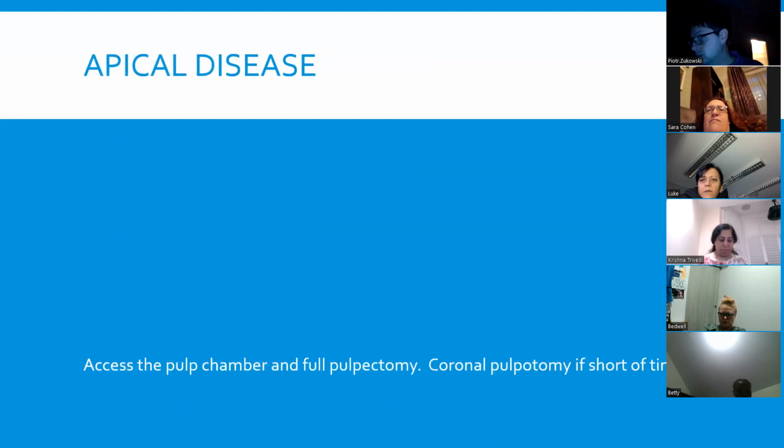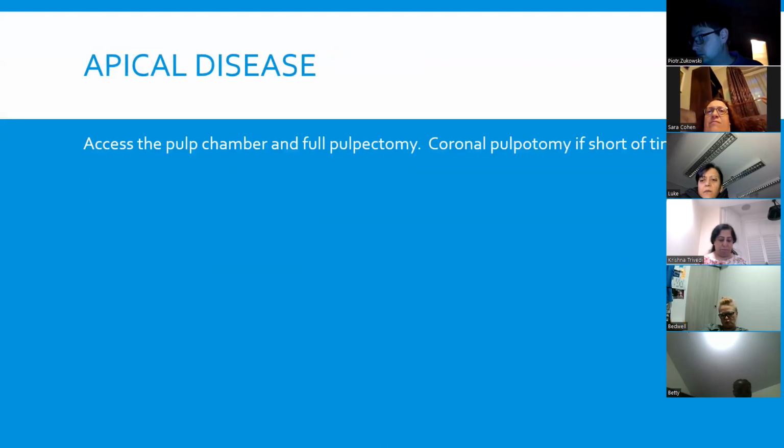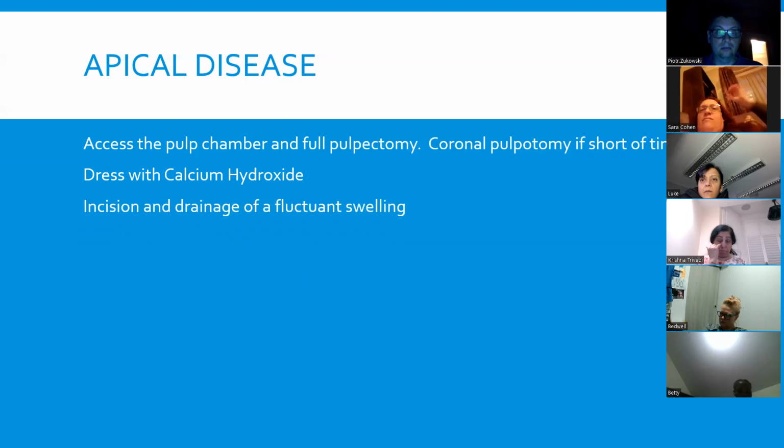Apical disease. Access the pulp chamber and full pulpectomy. And if you're short of time, go coronal pulpotomy. So it's the opposite of the other one. If the problem is just in the pulp, we ideally get to the end, but if you're short of time, okay, just go halfway. Here, we get to the end, and if you're short of time, we go halfway. Yeah, ideally we get to the end. It obviously depends how open these canals are, because if the canals are wide open, it's much easier. If they're not, dress with calcium hydroxide.